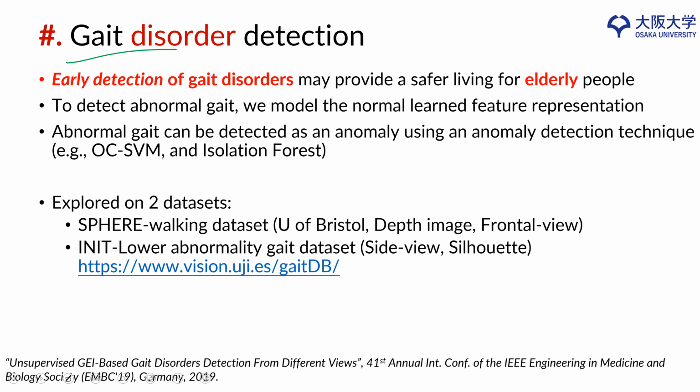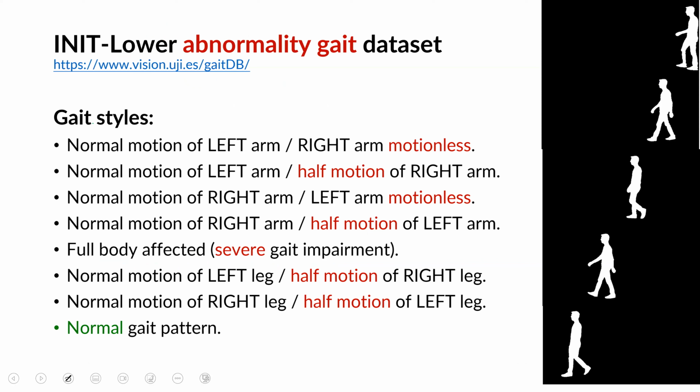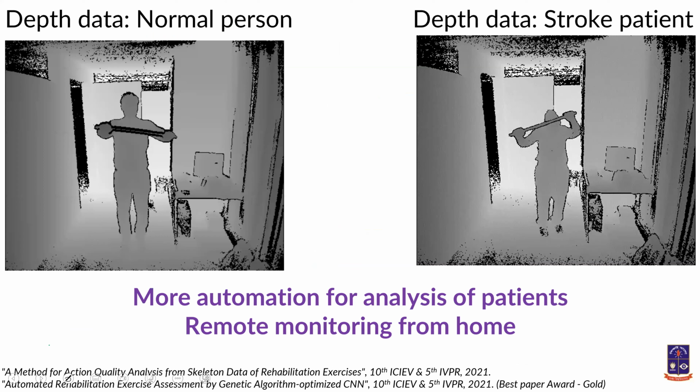In another application, similar to gait disorder, if we have an abnormal walking pattern, early detection of gait disorder may provide safer living for elderly people. Can we do it? Can we understand abnormal gait? So we need to try. Have a look at this abnormality gait data set, where the right arm is motionless. Some people may have half motion of the left arm, or severe gait impairment where the full body is affected. So the patterns will be different versus normal gait, and we need to decipher and find ways to do it.